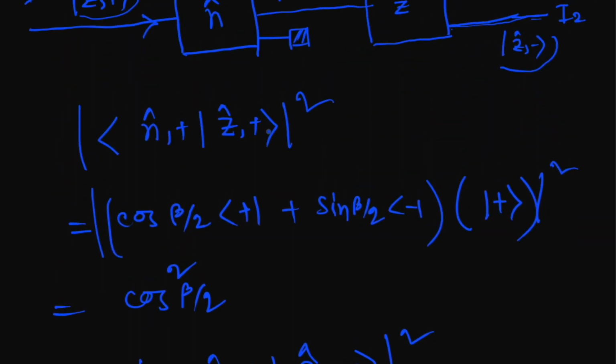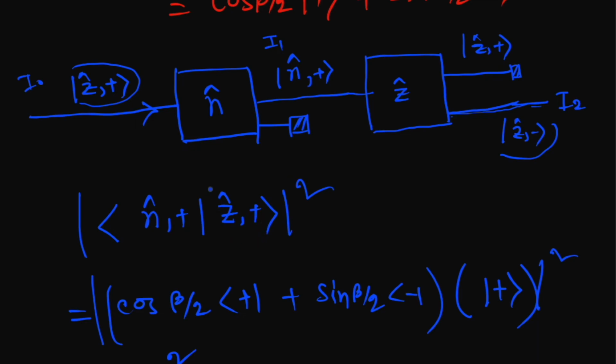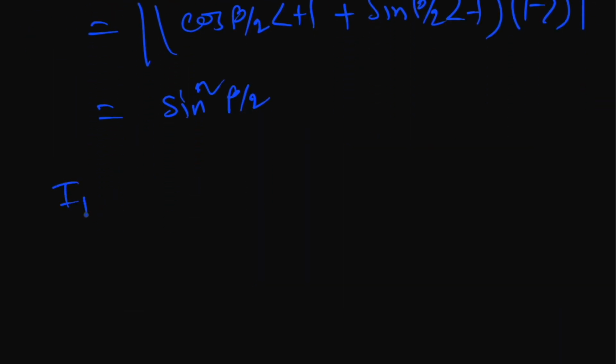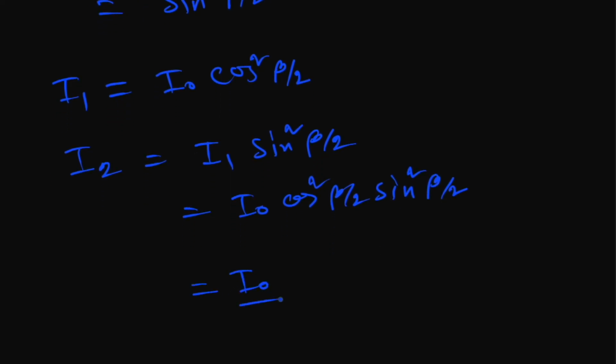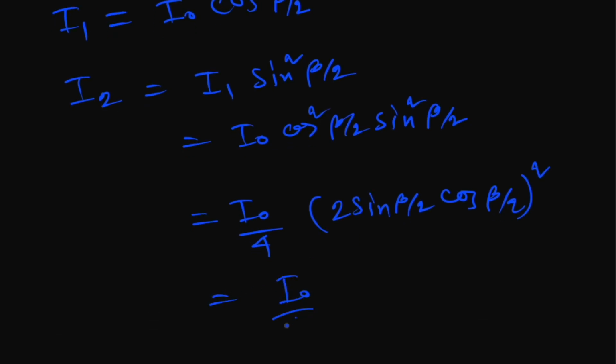So what is the intensity? I1 will be I0 into cos square beta by 2, and I2 will be I1 into sin square beta by 2, that means I0 cos square beta by 2 sin square beta by 2, which is I0 by 4 into the square of 2 sin beta by 2 cos beta by 2, which means I0 by 4 sin square beta.